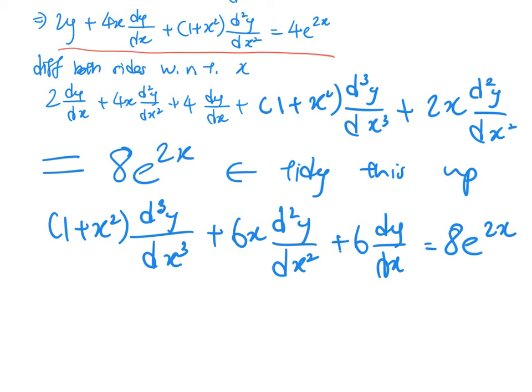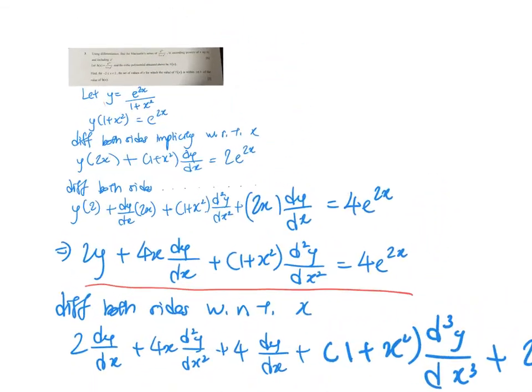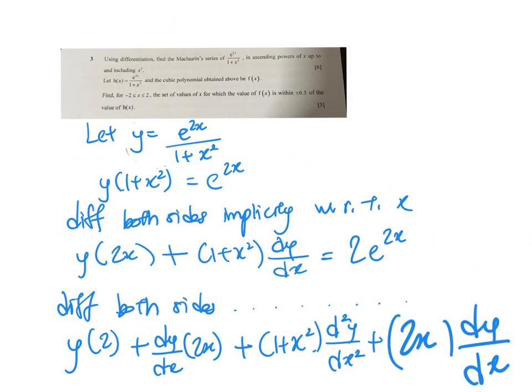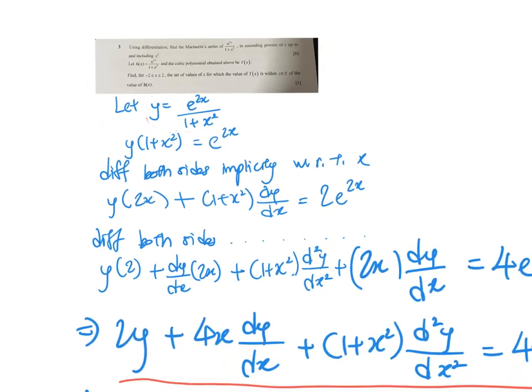3 very long expressions by differentiating y equals e^2x (1 plus x squared) implicitly. Okay, now let us talk about the second part.